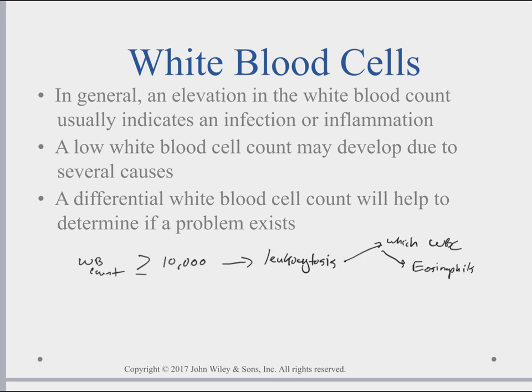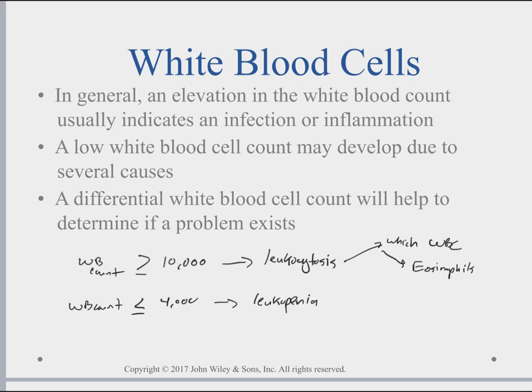Now, on the flip side, let's look at a white blood cell count that is less than 4,000. This is called leukopenia. Now, what are the causes of leukopenia? A low white blood cell count could be due to things like acute or severe viral infections, things like the cold or influenza. This can bring your white blood cell count less than 4,000.